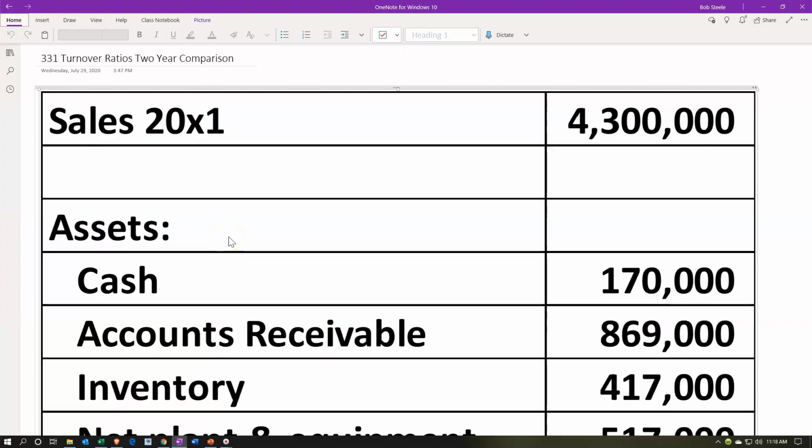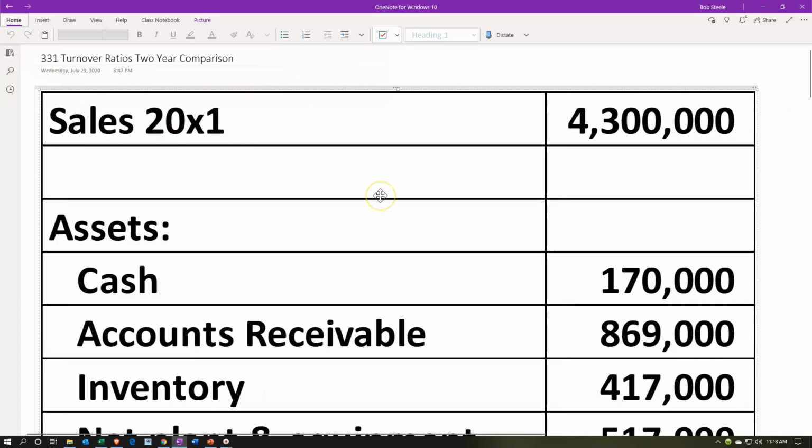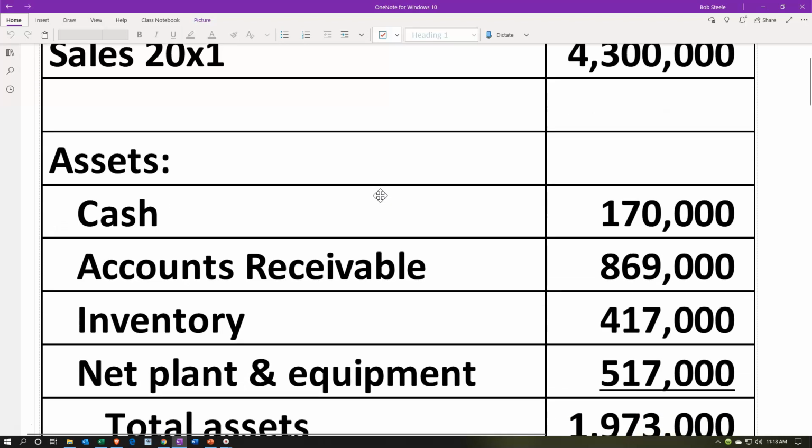Here we are in OneNote. If you would like to follow along in OneNote, you're not required to do so, but if you have access to it and would like to, we're going to be under the 331 Turnover Ratios 2-Year Comparison tab under the Practice Problems section. We'll have our information up top. We'll go over all the information first, and then we'll take components of that information as needed as we go through the practice problem. So we have in our information the sales for 2000X1, 4,300,000.